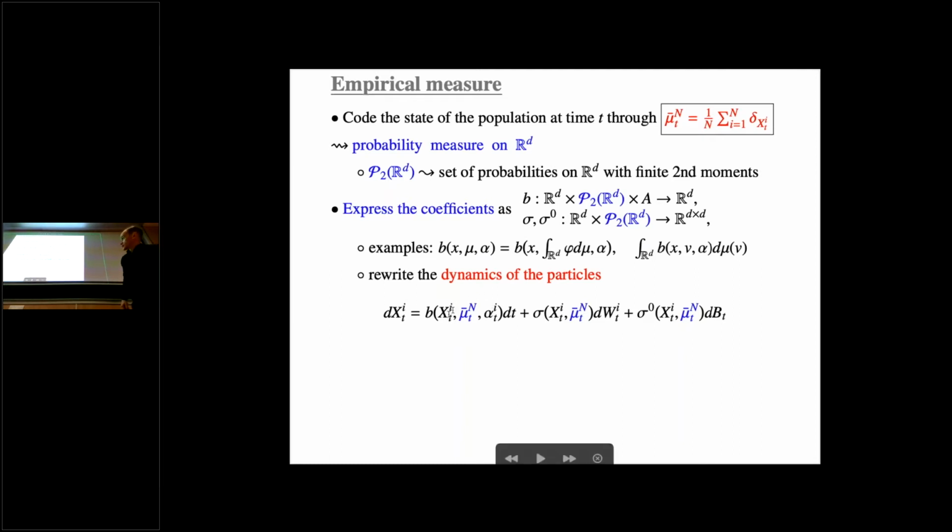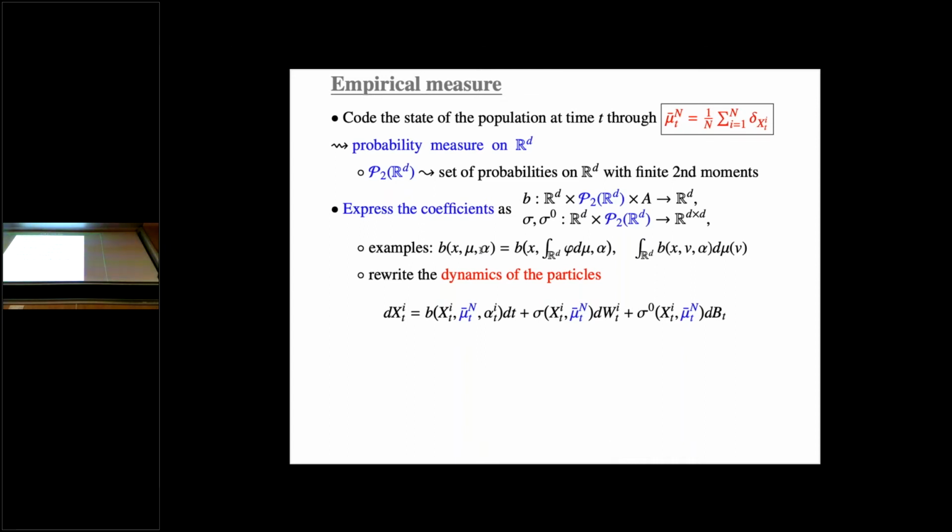Okay, so B is a function, and this would be the same for sigma and sigma naught. B is a function of your private state, of the state of the population, and of the choice of your own control at a given time. So now one question that you could have is, well, what does it mean to have a function depending on x, on a measure mu, and on a control alpha? It looks to be a very complicated object. So I'm going to give you two instances of this.